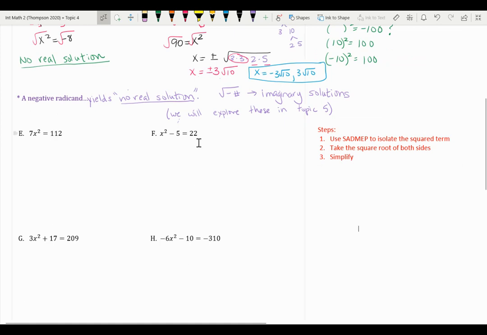Okay, so E, F, G, and H. E is actually very similar to C and D. So what I would like you to do is pause this video right here, and work out 7x squared equals 112 and solve for the values of x before you watch my solution. So this is an opportunity for your turn, right? This is a you do it. Try E for us.